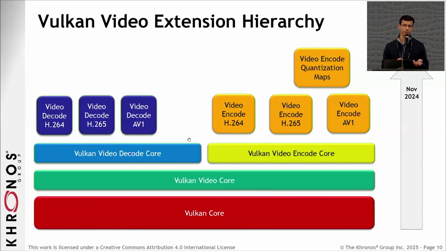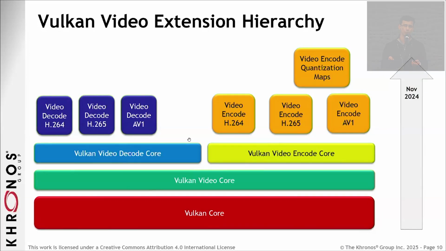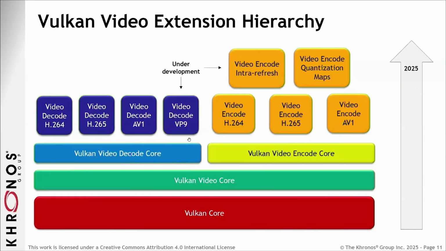Quantization maps is the first of the advanced encoder features that we have on our roadmap. We're currently working on VP9 decode and intra refresh for video encode. So in this presentation, I'm going to be talking about AV1 encode, quantization maps, intra refresh, and VP9 decode. This slide doesn't have the maintenance extensions that we also have for video, but I'll be talking about one of those.